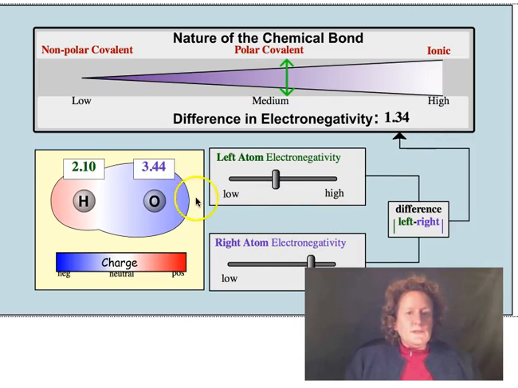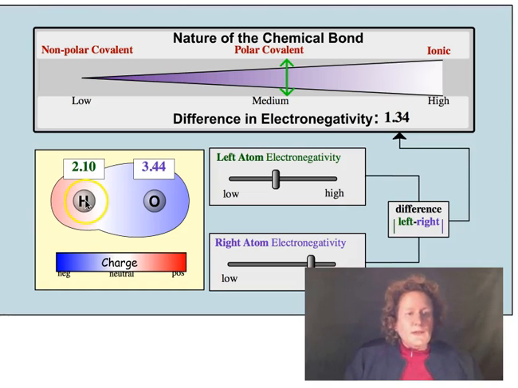And so you can see the difference in electronegativity here kind of falls in the medium range. And the medium difference in electronegativity means there is sharing, but it's not equal, and that would be polar covalent. So sharing but not sharing equally, kind of a medium difference in electronegativity, that's polar covalent.